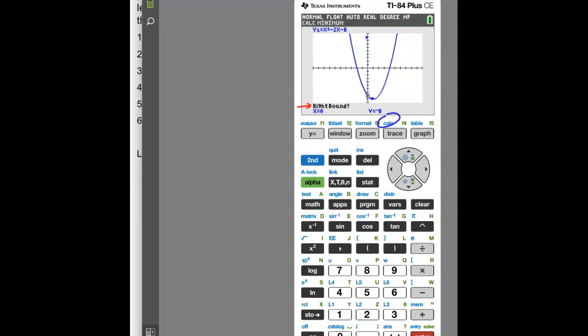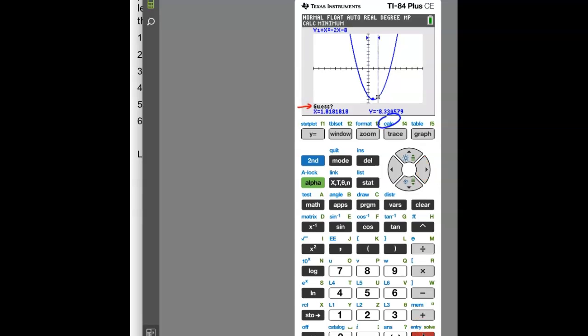Then we notice it has changed to say right bound. So now we're going to arrow around past that lowest point. Again, we're going to hit enter to kind of lock it in there. And you will notice at the top here, you have 2 little marks. It's going to say I'm looking between those 2 values to find the lowest point. Now, it's asking for a guess here, but you don't have to do that. You can just hit enter again, and it's going to give you the minimum value. So it's telling me the minimum occurs when x is 1 and y is negative 9.